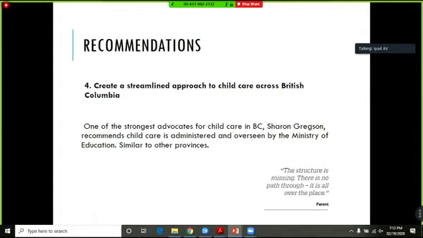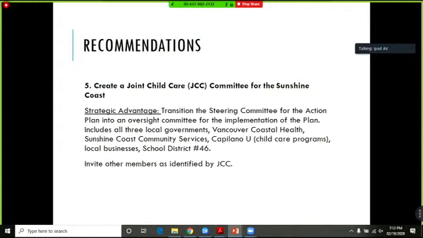In the report, there's a little bit more information on this. Other provinces have childcare administered through their education departments, their ministries of education, and that's seen as a more streamlined, straightforward way to have childcare throughout the province, but there's a lot of work to be done on that as well. And the fifth recommendation is to create a joint childcare committee for the Sunshine Coast.